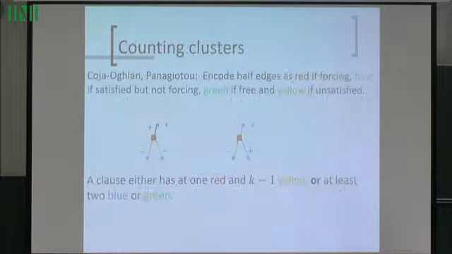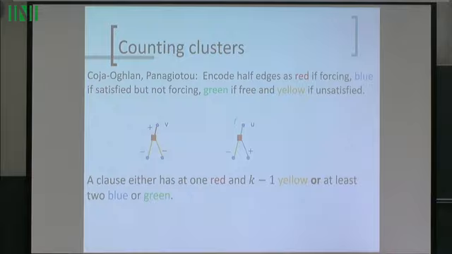Okay, so to count the clusters, we can give a different encoding of them, which was developed by Kodjoglou and Panagiotou. This is a way of labeling the edges of the graph, the ones that connect the variables to the clauses, as one of 4 colors. If the edge is satisfied and is a forcing one, we'll color that red. If it's not forcing but satisfying, we'll color it blue. If the variable is free, we'll color it green, and if it's unsatisfied, we'll color it yellow.